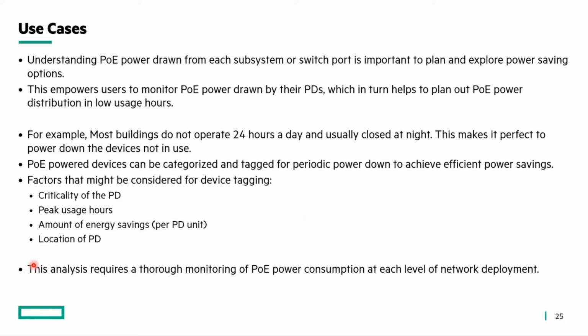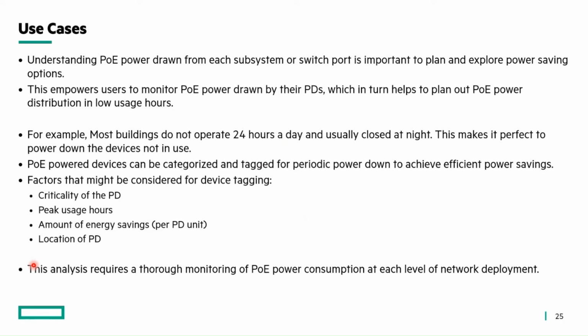Now, a factor that might be considered for tagging a device is the criticality of that powered device. By criticality, I mean how critical is that device for the business itself, such as a security camera for your gates or a biometric scanner. These are critical devices which might not be shut down at any instant of the 24 hours. But on the other hand, your hallway lights, which are not being used at night, can be powered down. So this is what the criticality of a device really means.